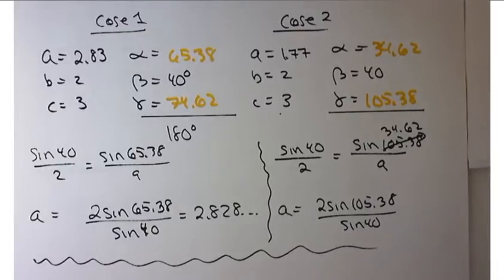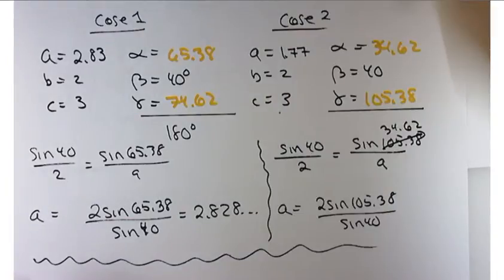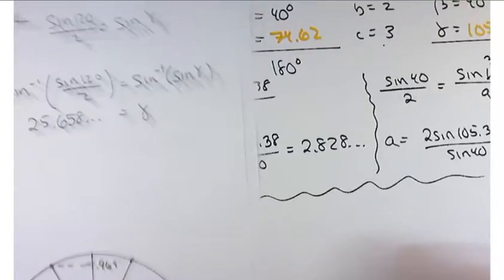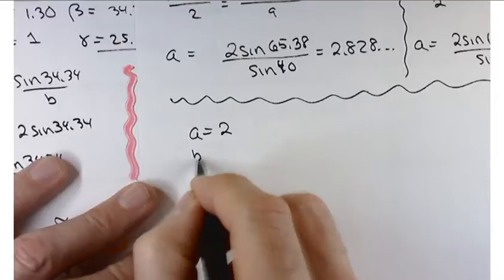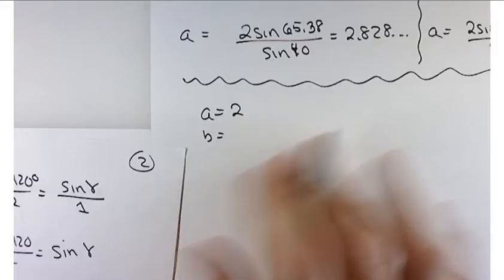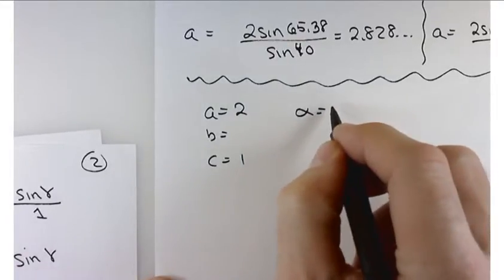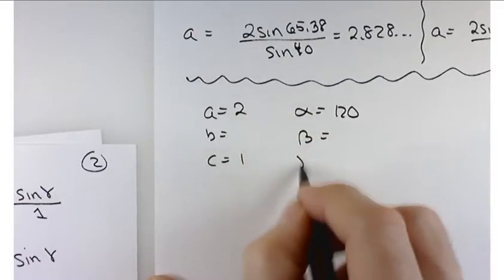Let's look back at problem number 28. Because in problem number 28, we just kind of blissfully glided through and we only got one solution, right? Let's take a closer look at problem 28. So, let's see. We started out with a was 2, b was, or B was, c was 1, alpha was 120, right? Beta and gamma were unknown.